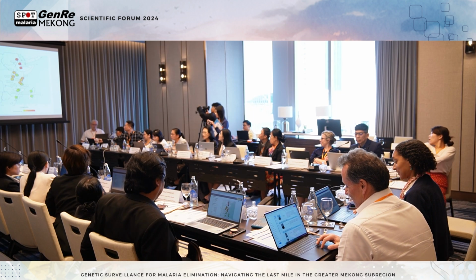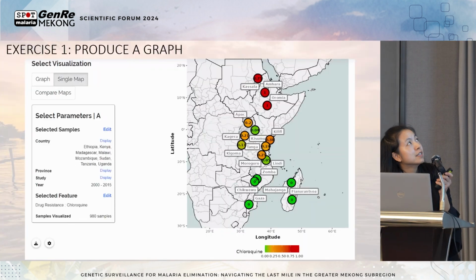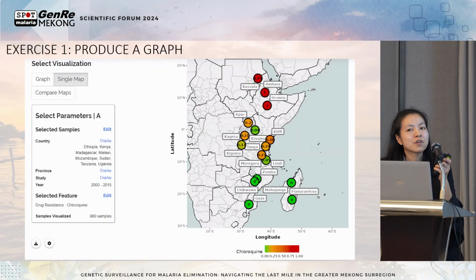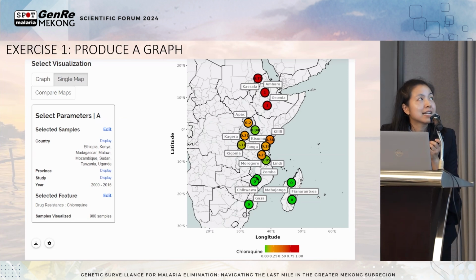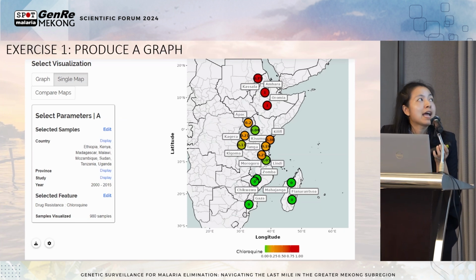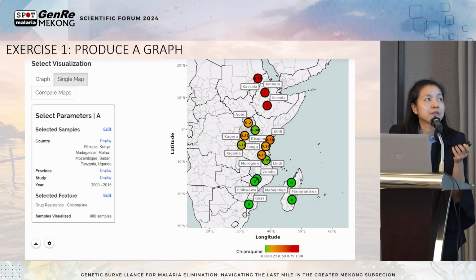When I try to produce that map, you can see I chose the single map here in the options. For the country, I selected all the countries in East Africa. These are the list of the countries. And I chose the years 2000 to 2015. So this is my sample selection. For the feature selection, I selected drug resistance, which is chloroquine resistance. And this is how the map looks when I display it.